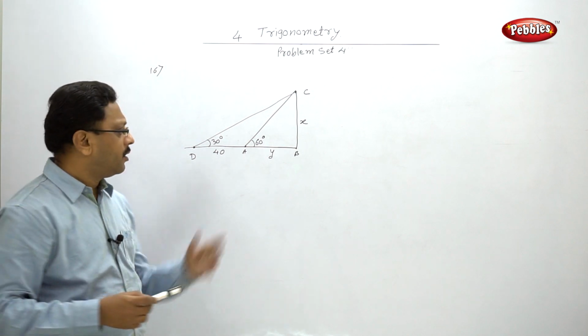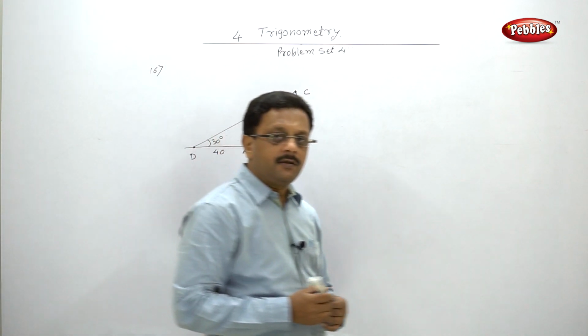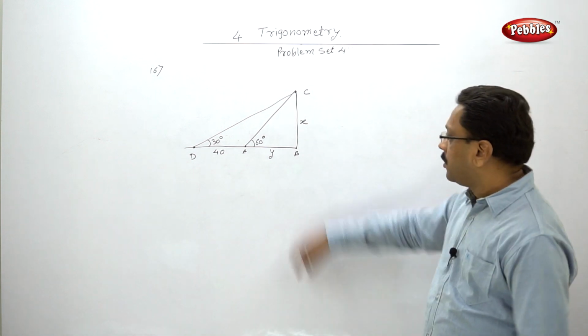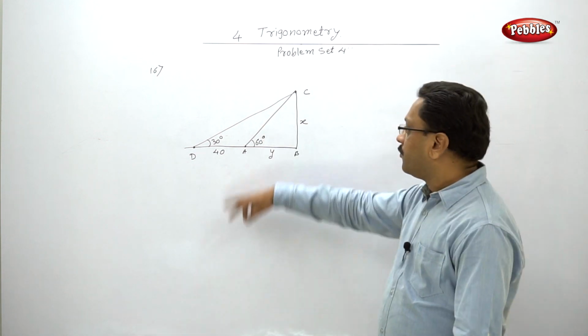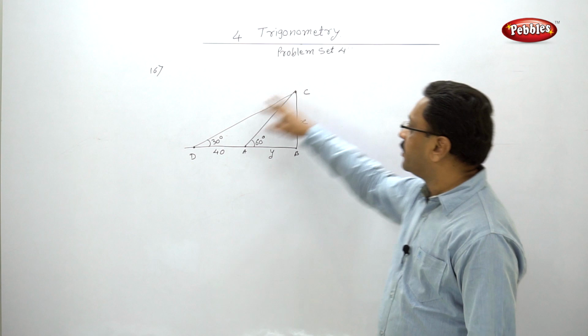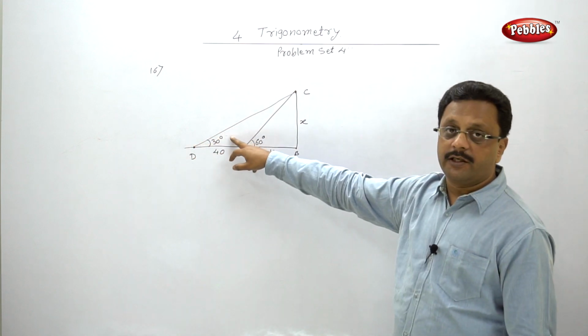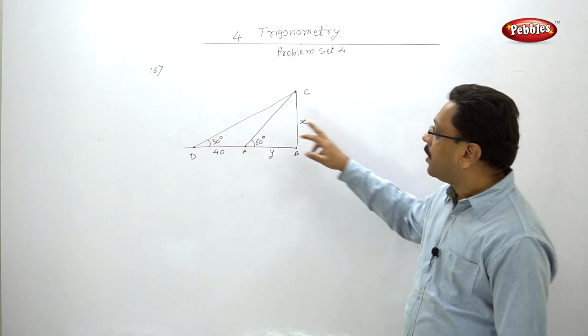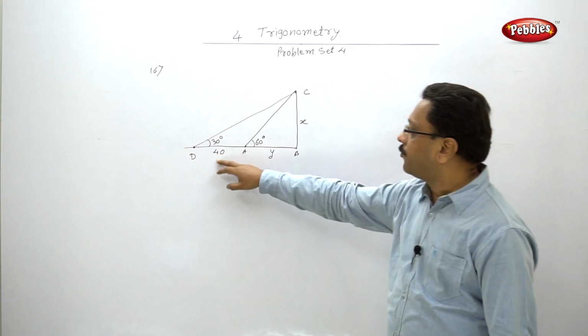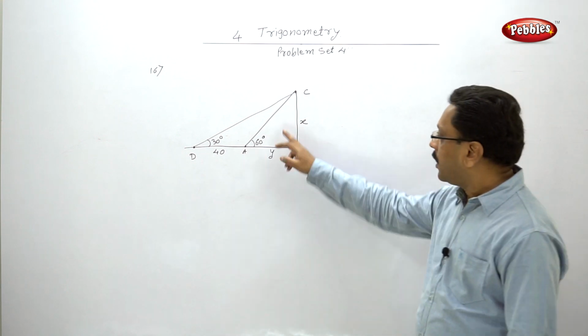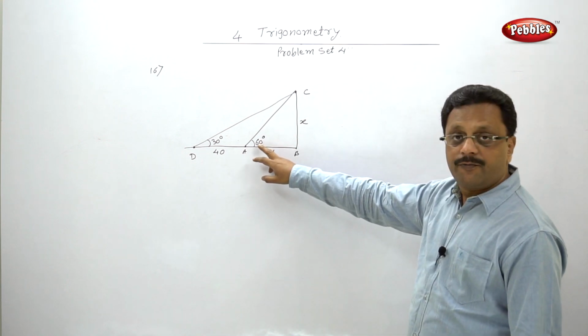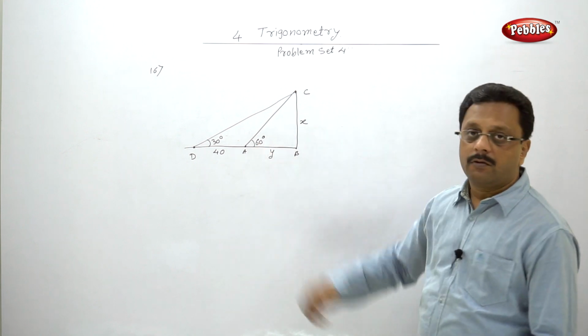Okay, very easy, figure is easy, so the solution is also easy. Now you have two triangles. First triangle is this bigger triangle where the angle is 30 degrees. So what is tan of 30? x upon 40 plus y. Another triangle, tan of 60, x upon y.